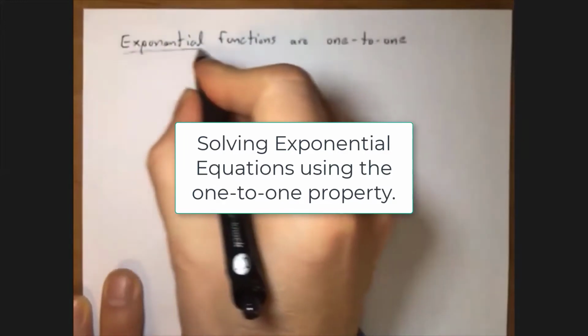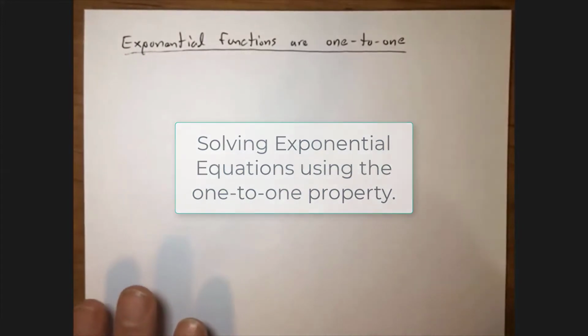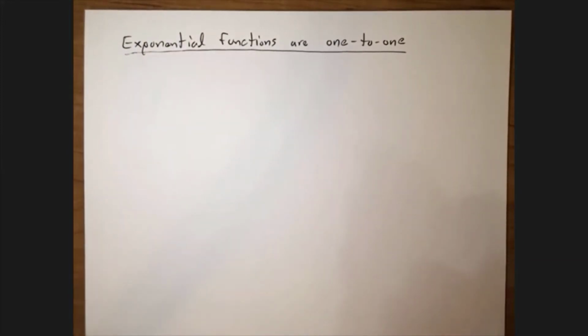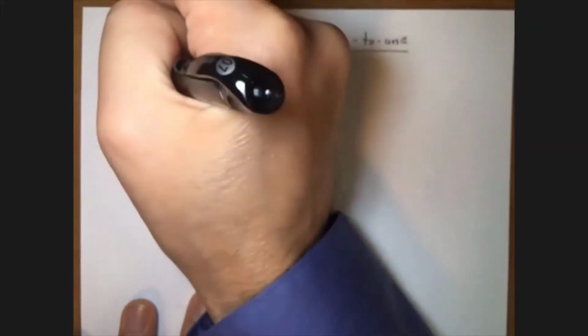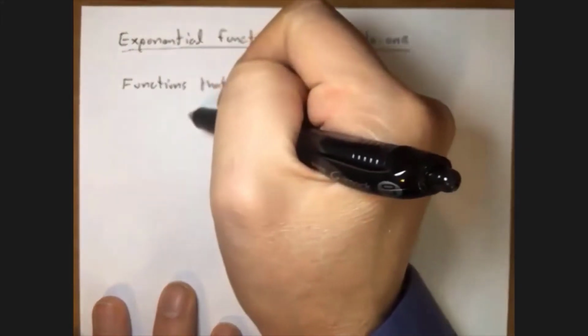So exponential functions are one-to-one. What does that mean? Well, let me show you some functions that aren't one-to-one, and then maybe that will help elucidate what we're talking about here. So let's look at our first example, which will be f of x equals x squared.